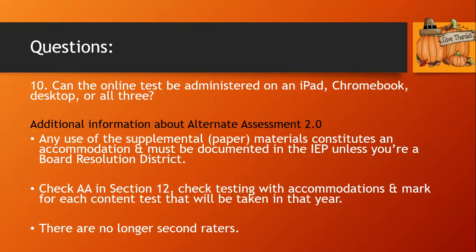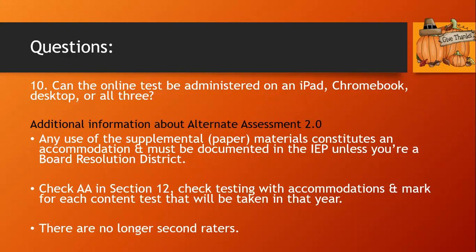And we have very few of those. So that would be the only exception to that. If a district had a board resolution, for example, that all 3rd graders will take the paper version of the 3rd grade reading guarantee and all students will take a paper test, that's the only way you don't have to mark it as an accommodation in the IEP. For everyone else, this now has to be marked in the IEP.